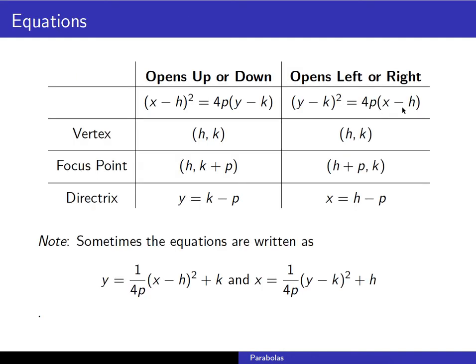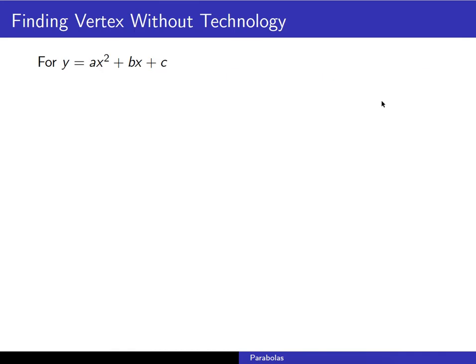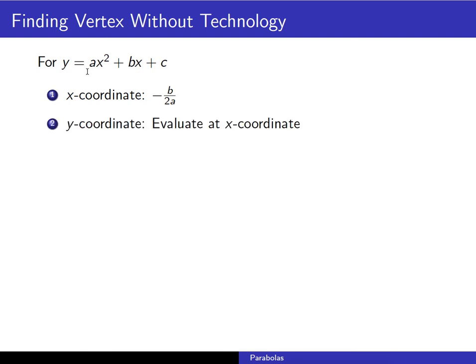for these forms. But if you don't have technology available and want to find the vertex real quickly, for y equals ax squared plus bx plus c, the x-coordinate of your vertex is negative b over 2 times a. And then to get the y-coordinate of your vertex, just plug that value that you got for your x-coordinate into your function. So if you don't have technology, it's going to be a little bit of paper and pencil math.